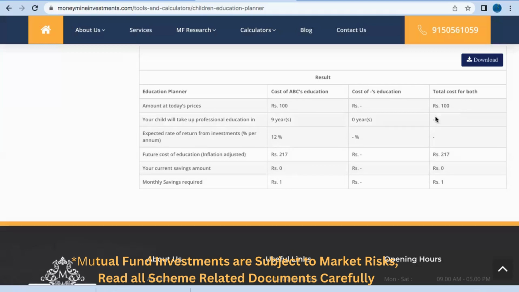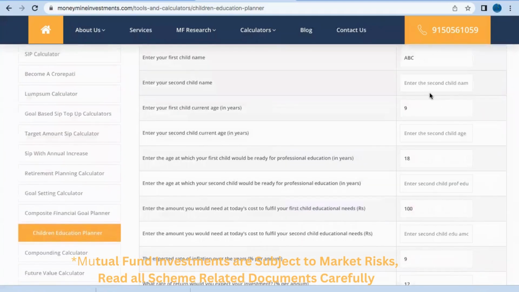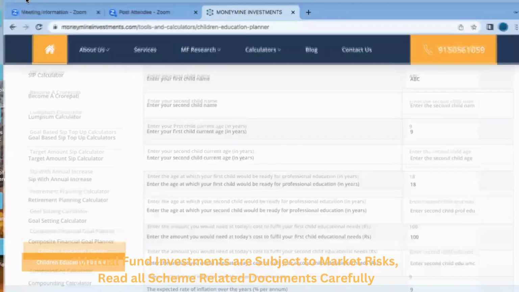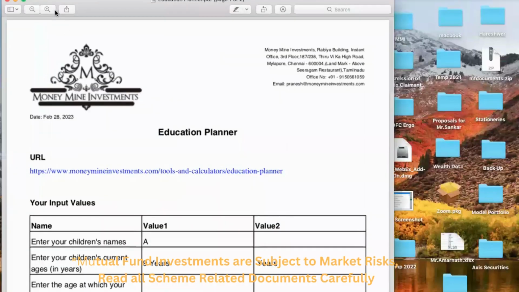So if you want to download this, you can use this button. You can enter the values, whatever you would like to enter. You can enter your child's name. If you have a second child, you can enter the second child's name and his or her particular goal. You can enter everything actually. I've already typed in this information and downloaded it. I will just take you through that as well.